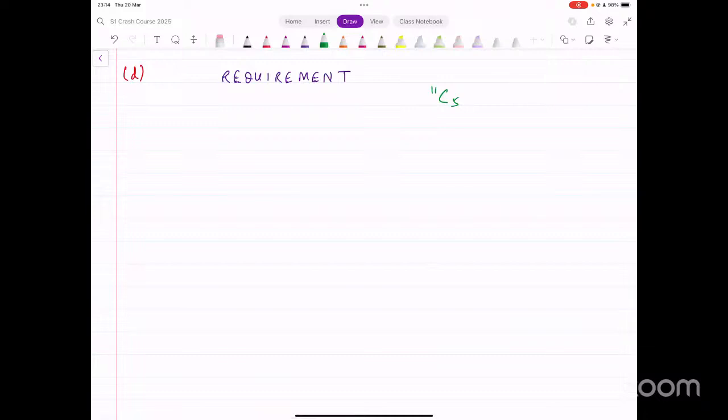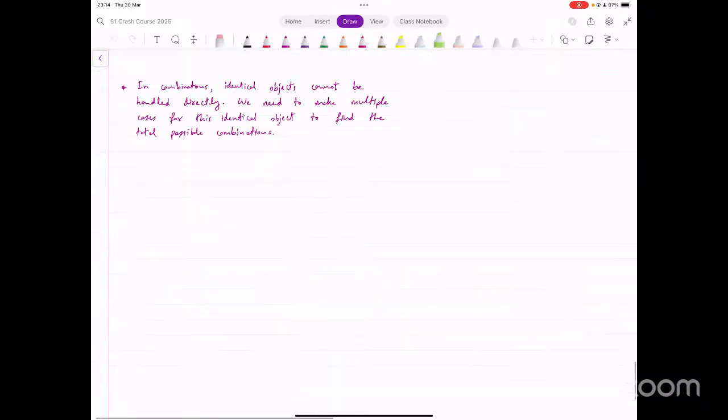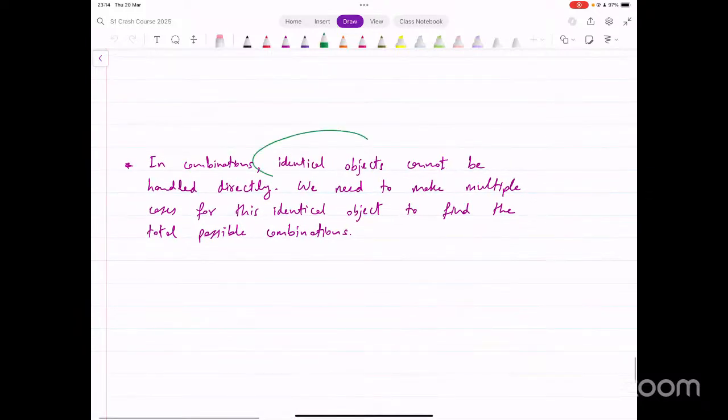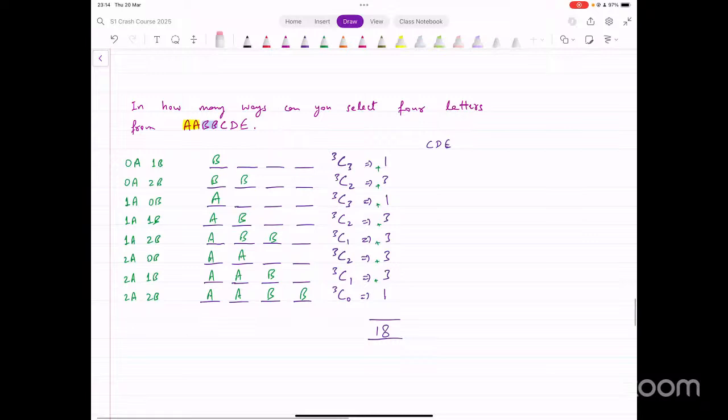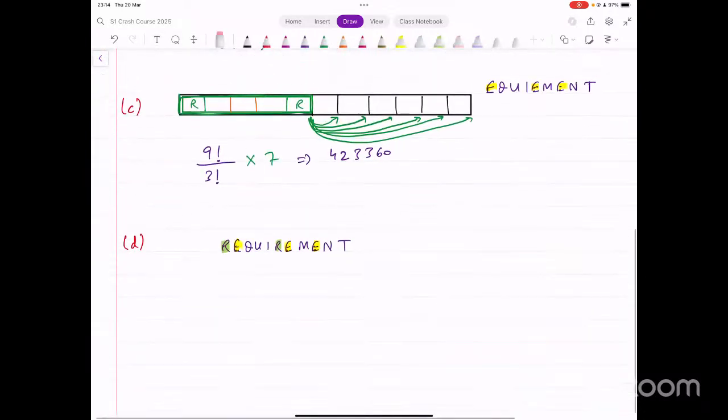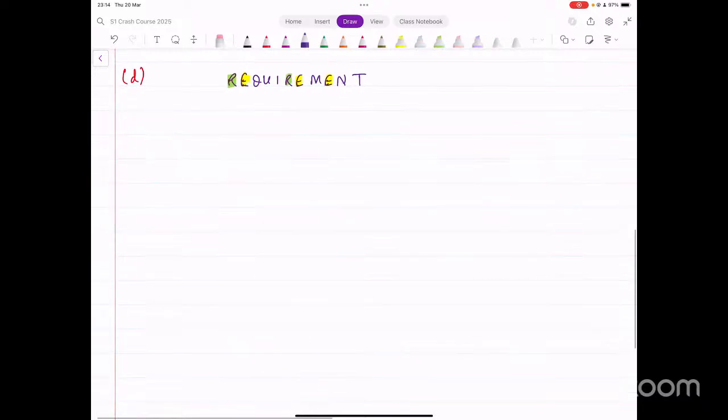That would not work. What we need to do in such problems is make cases for the repeated letters. Which letters are repeated here? We've got E's that are repeated. There are 3 E's that we have, and then we have 2 R's as well. If you remember, we did this when we discussed combinations: identical objects cannot be handled directly. We need to make multiple cases for the identical objects, right? And we did examples like this, so it's very similar to that. We will need to make cases for R's and E's.